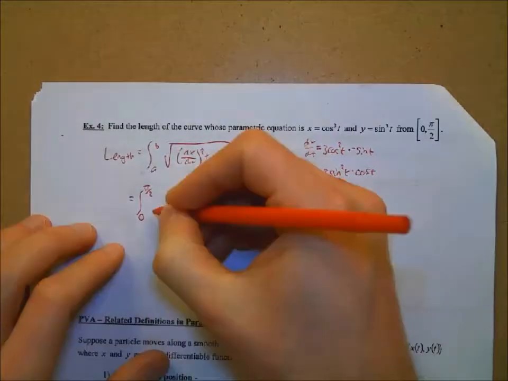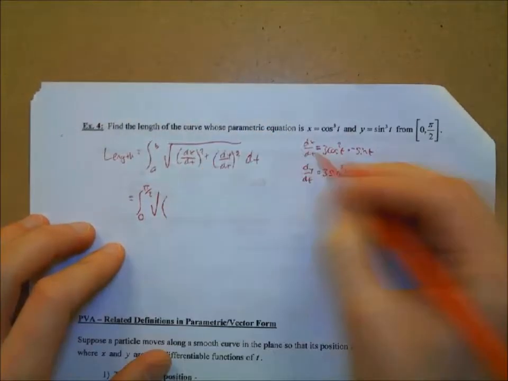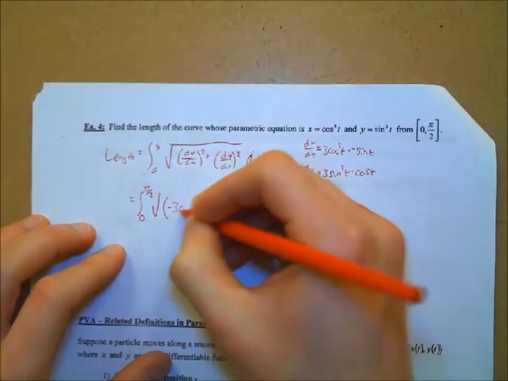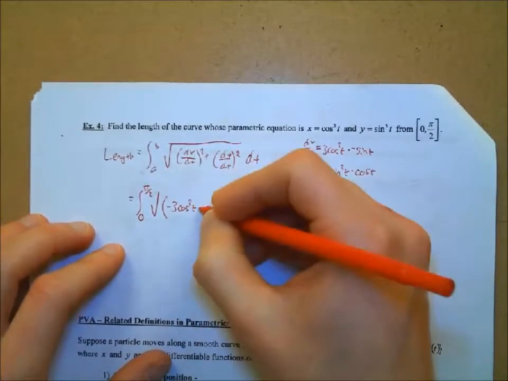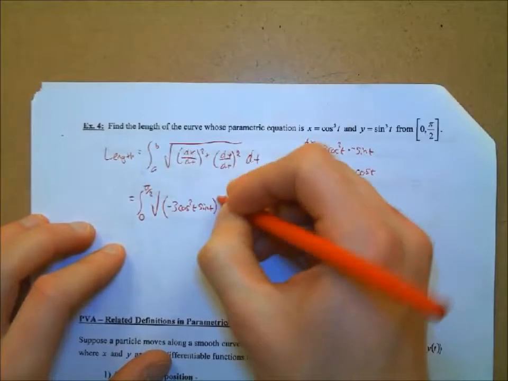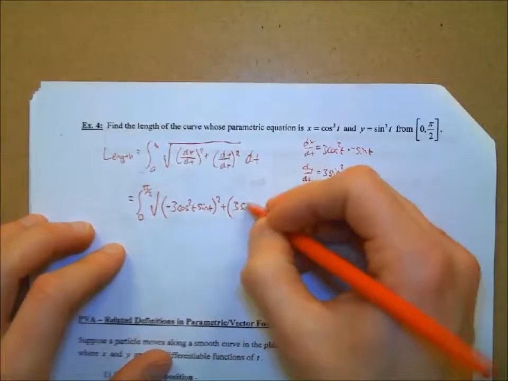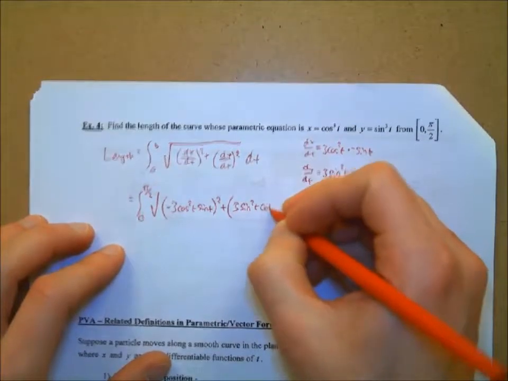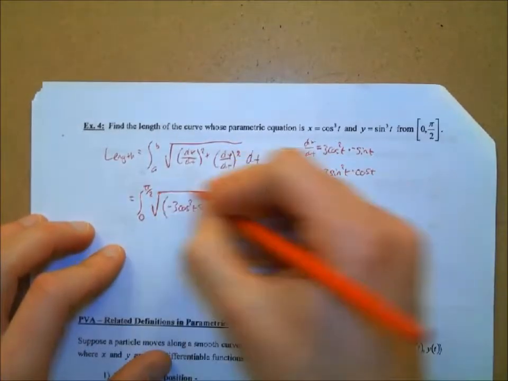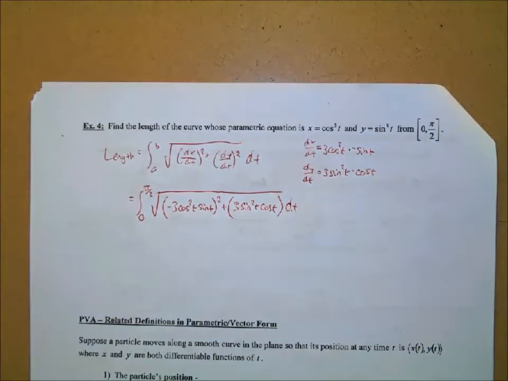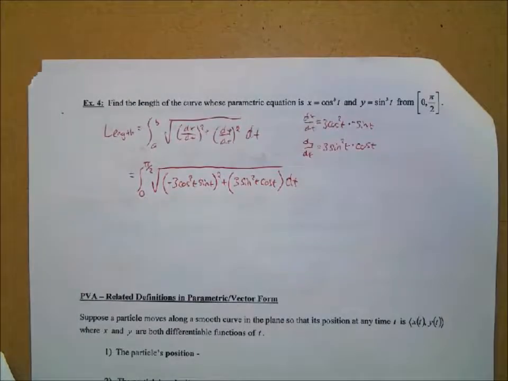And then square root of, and then we'll plug in here. So I'm going to make it negative 3 cosine squared t sine t, quantity squared, plus positive 3 sine squared t cosine of t, quantity squared, dt. And so there's our substitution.